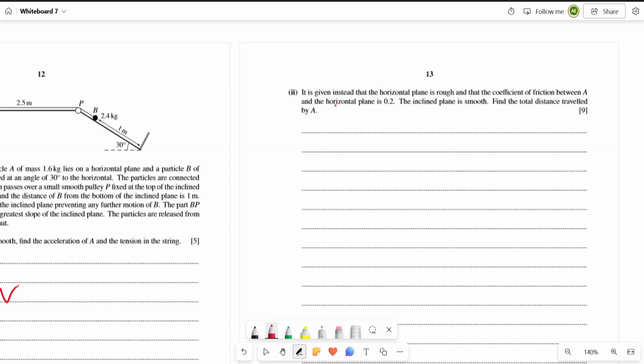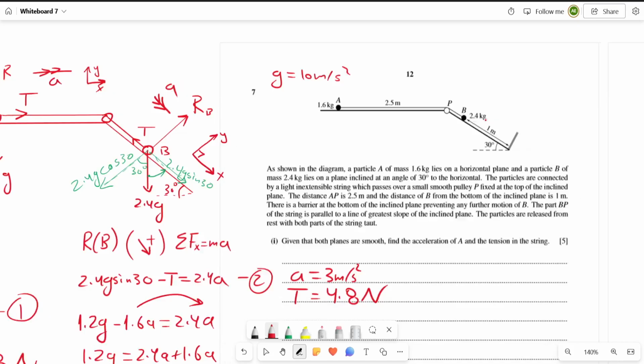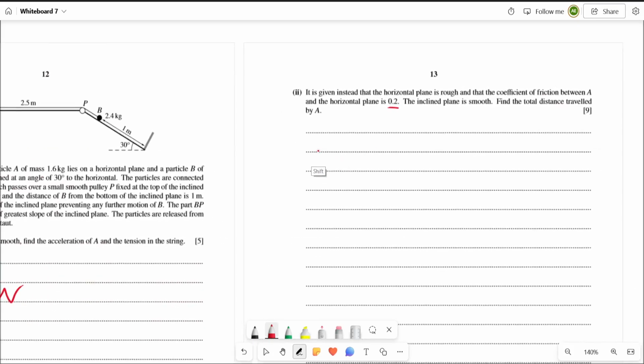Okay, so it's given that the horizontal part is now rough. Coefficient of friction, mu, is 0.2. The inclined plane is still smooth. Find the total distance traveled. So let's redraw everything.